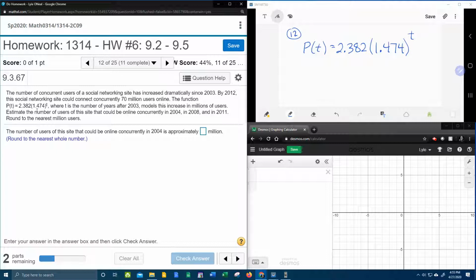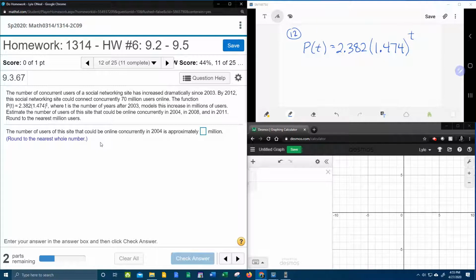They give me a function where t is the number of years after 2003. That's important. It models this increase in millions of users. So the P of t is going to represent millions of users. Estimate the number of users of this site that could be online concurrently in 2004, 2008, and in 2011. And notice it says round to the nearest million, which they tell us means round to the nearest whole number.